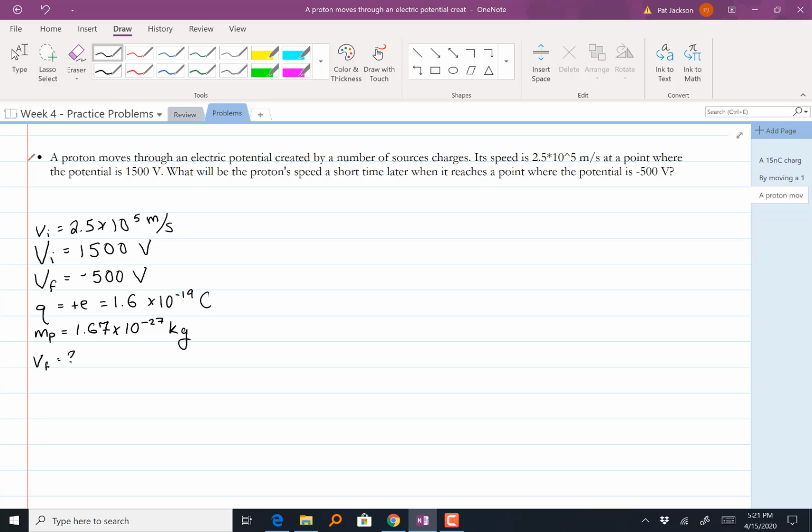Before we get started, we should write down our system. By including the proton and the source charges, I've made sure that all of the forces on my proton are going to be internal to the system so that my system is isolated, so that I can use the conservation of energy, which is going to say that the change in the total energy is equal to 0. So I'm going to work through this again to see how we got to that general form that we put in the review.